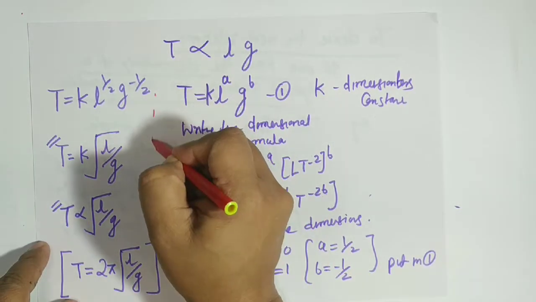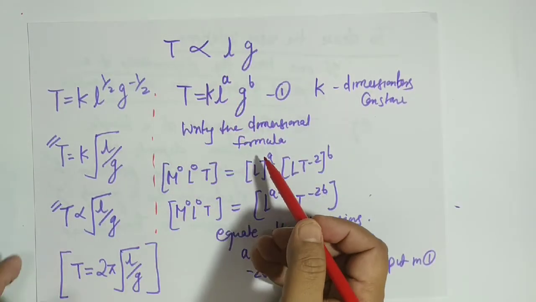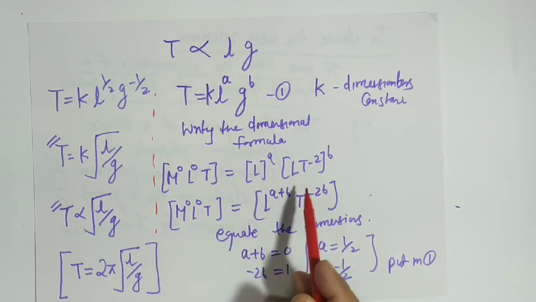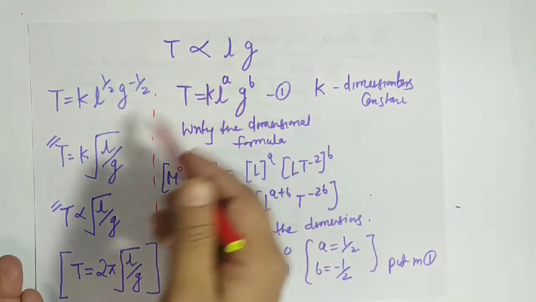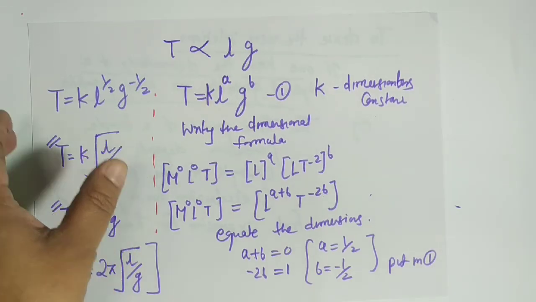Again, repeating: T will be proportional to the values, and then you write the dimensional formula, replace by their powers, calculate the power, and then put it here. You will find the expression. Yes, this is the way. So this is very simple.